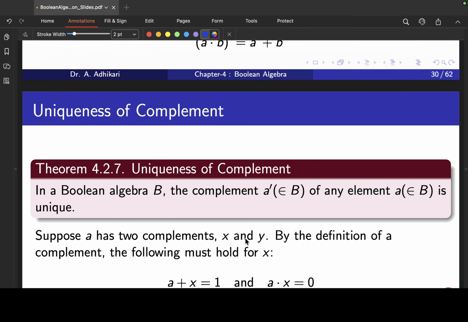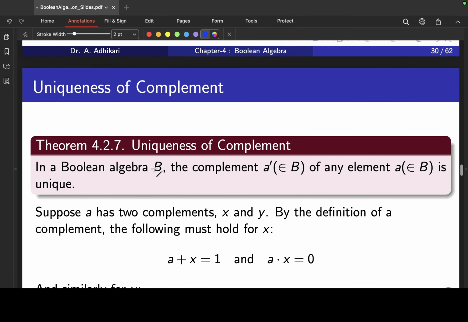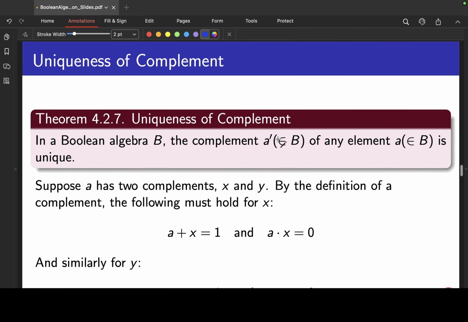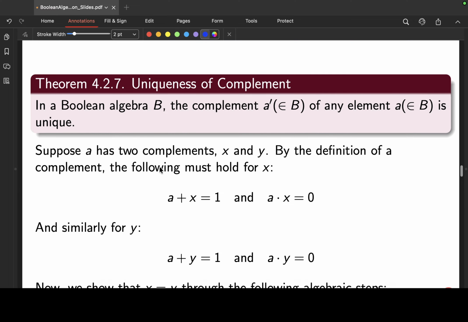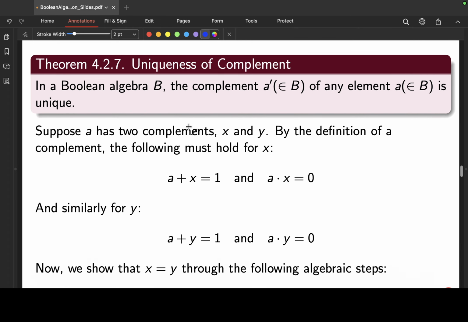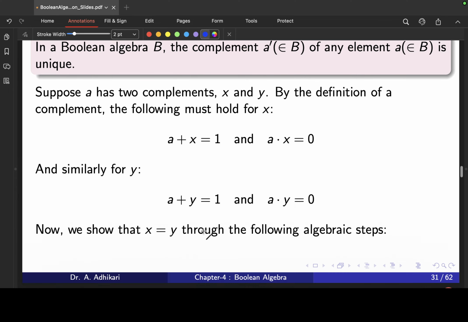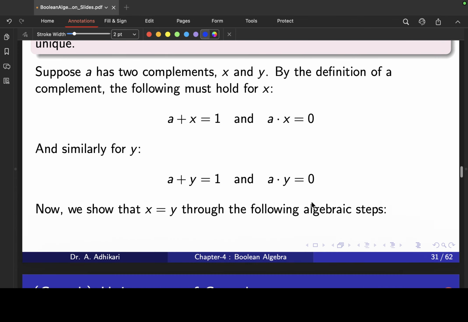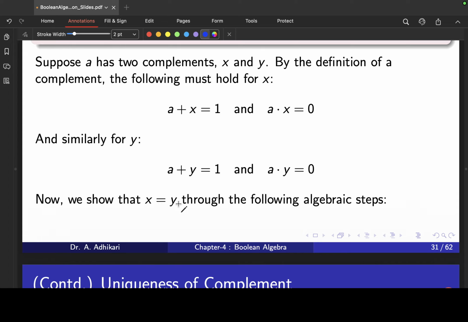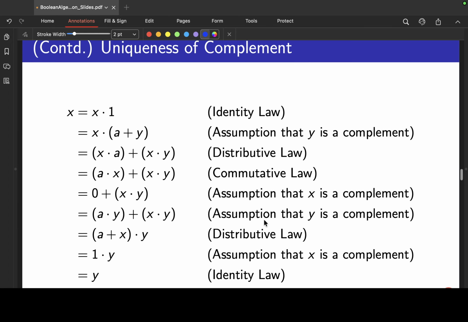Next theorem, uniqueness of complement. In a Boolean algebra B, the complement A' belonging to B of any element A belonging to B is unique. Let us suppose there are two distinct complements X and Y of the element A. So A + X equals 1 and A·X equals 0. Similarly, if Y is a complement of A, A + Y equals 1 and A·Y equals 0. Now we want to show X equals Y in the following steps.